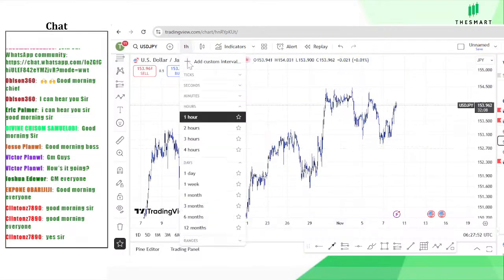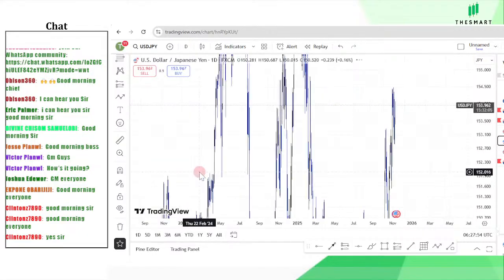So this is USD JPY. We'll just start from the daily.